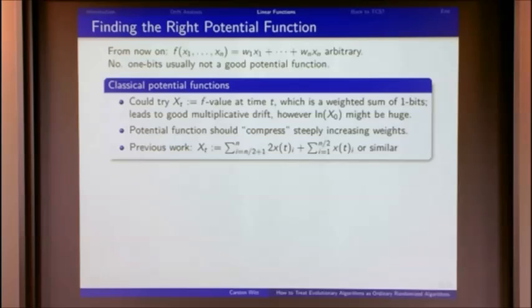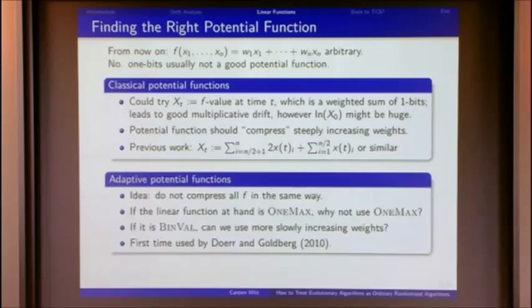But this is not necessarily the best idea to use as a distance function if your function at hand is 1 max. If your function at hand from this class of linear functions to be minimized is 1 max, why shouldn't we use 1 max as a distance function? If it happens to be binary value, we can't work with binary value as a distance function because the weights are too steeply increasing, but we might use more slowly increasing weights. And this idea to define the potential function, adapting it to the actual linear function, is called adaptive drift analysis, introduced by Doerr and Goldberg.